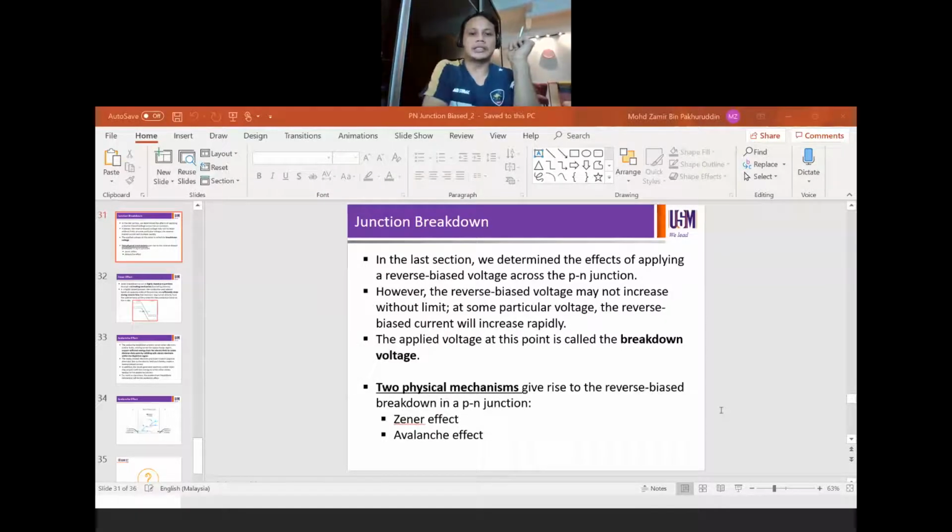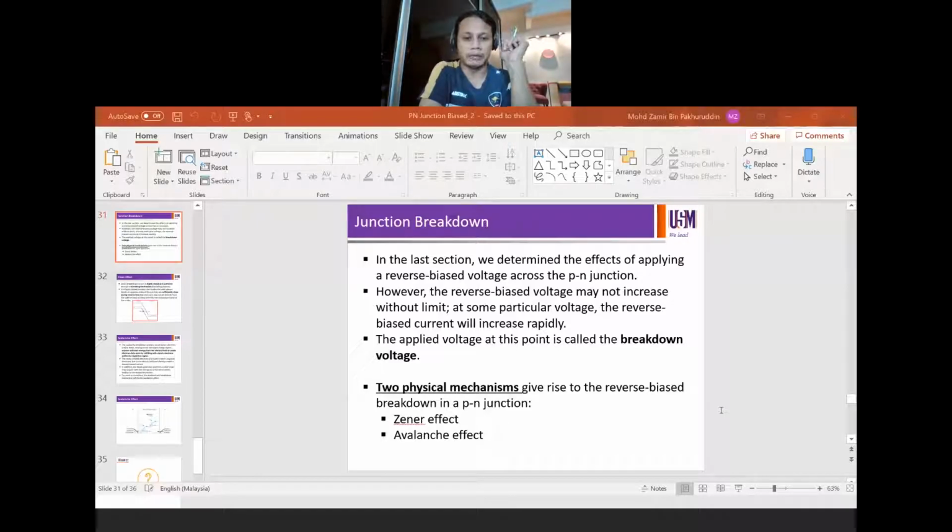So in the last section, we determined the effects of applying reverse bias voltage across a PN junction. We know that when we apply the reverse bias voltage, the barrier height at the junction will increase, the electric field will increase, so there will not be any movement of charges across the junction because the barrier just gets higher. However, the reverse bias voltage may not increase without limit, so that means at some point the junction will break.